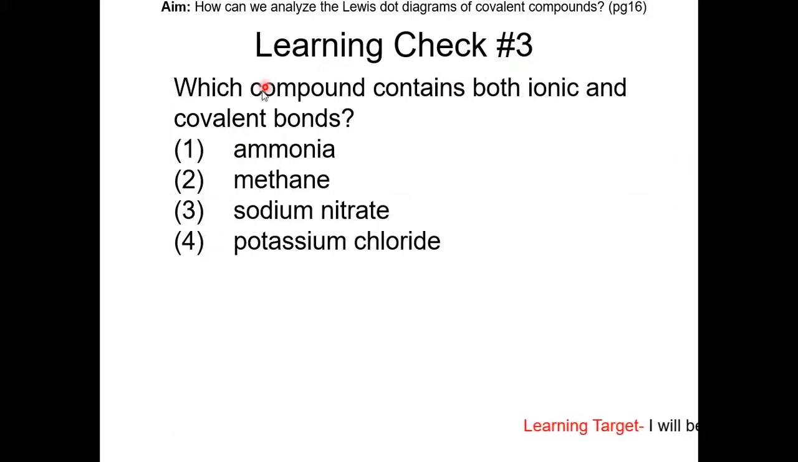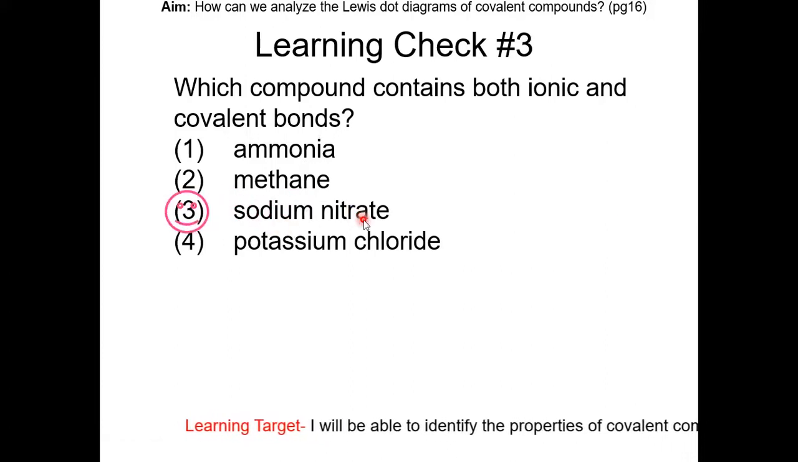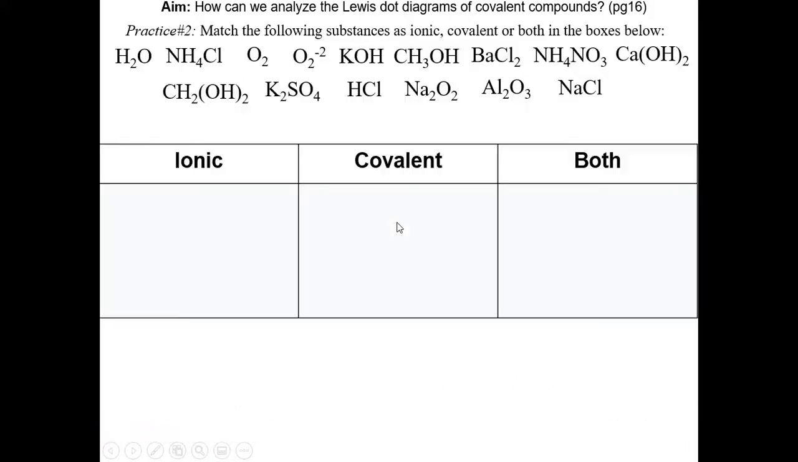Learning check number 3. Which compound contains both ionic and covalent bonds? Pause the video and resume once you complete it. So the answer is choice 3. Why? Because sodium nitrate has a polyatomic ion, nitrate. But for the next practice, I want you to organize the following compounds as ionic, covalent, or both ionic and covalent. Pause the video and resume once you complete it.